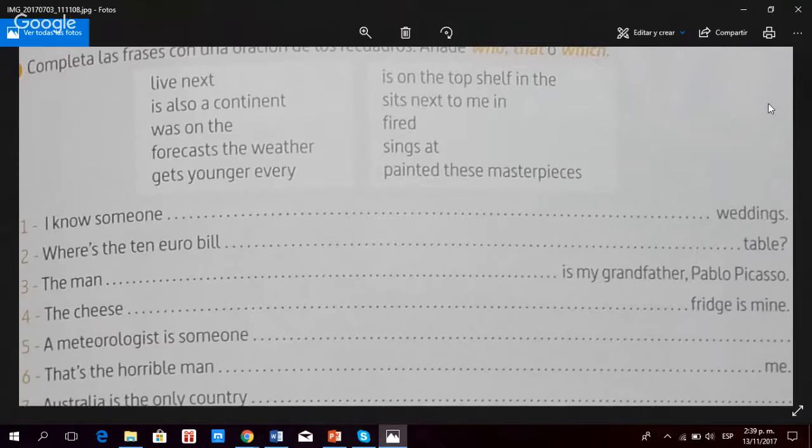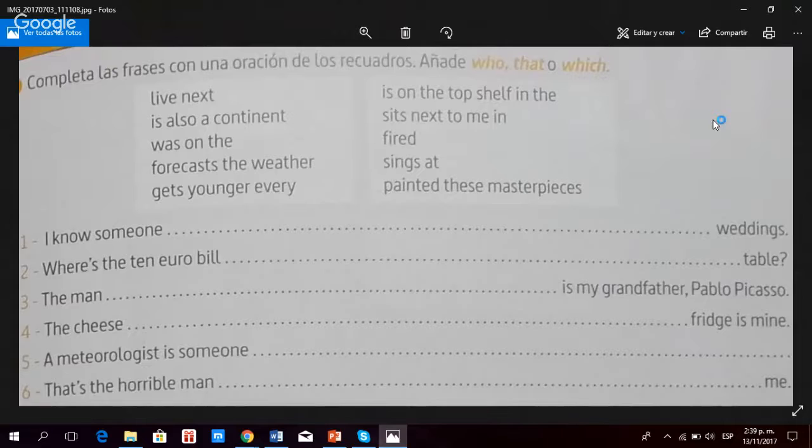Very good. Okay. Where's the 10 euro bill? A meteorologist forecasts the weather. I don't know. What is the meaning of shelf? Top shelf. A shelf is a thing where you put the books. You know, in the library, the shelves, because you put the books there. Okay.